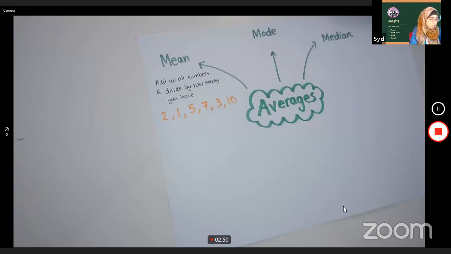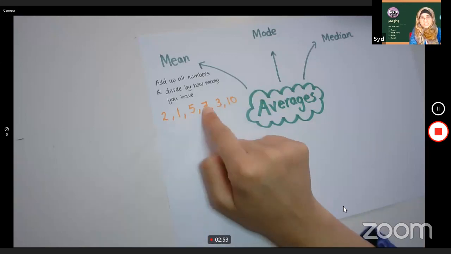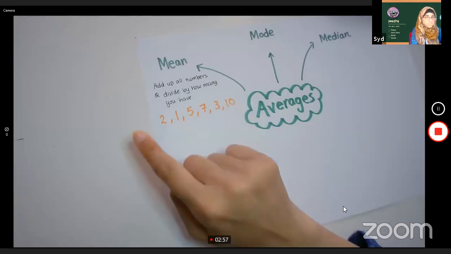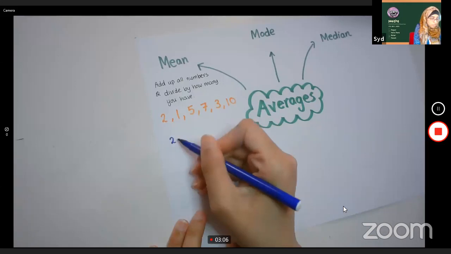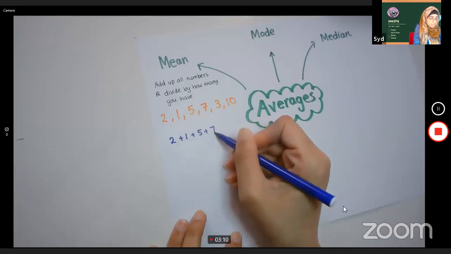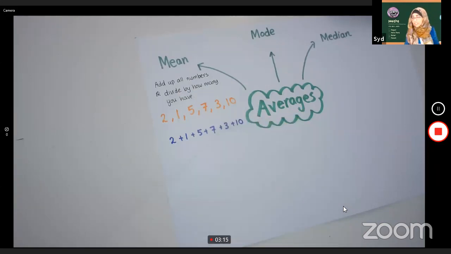How many numbers do I have? I've got 1, 2, 3, 4, 5, 6 numbers altogether. But the first step is you add up all the numbers. So step 1, we're going to be adding up all the numbers. I'm going to grab a blue here. So you do 2 plus 1 plus 5 plus 7 plus 3 plus 10.